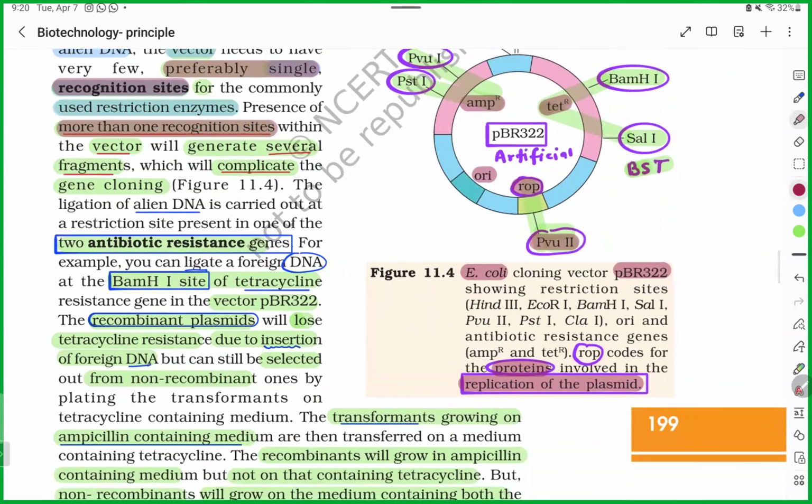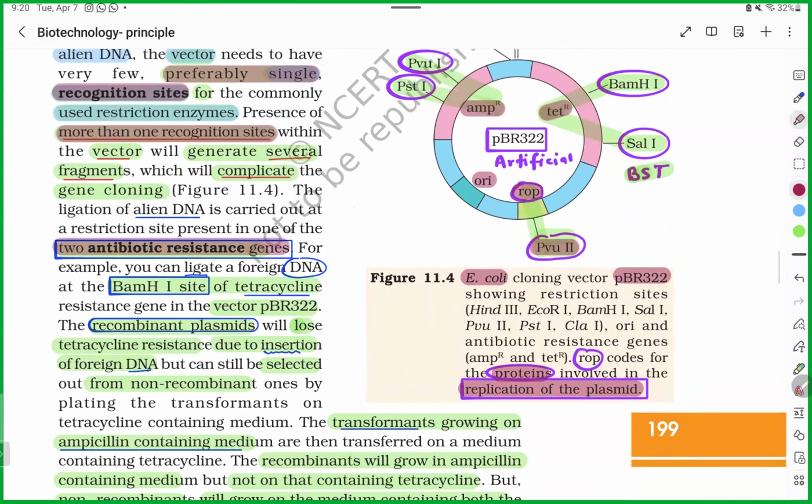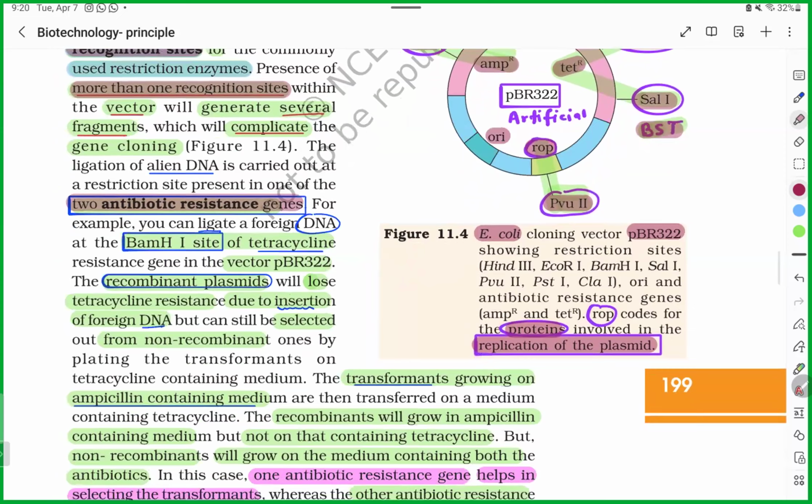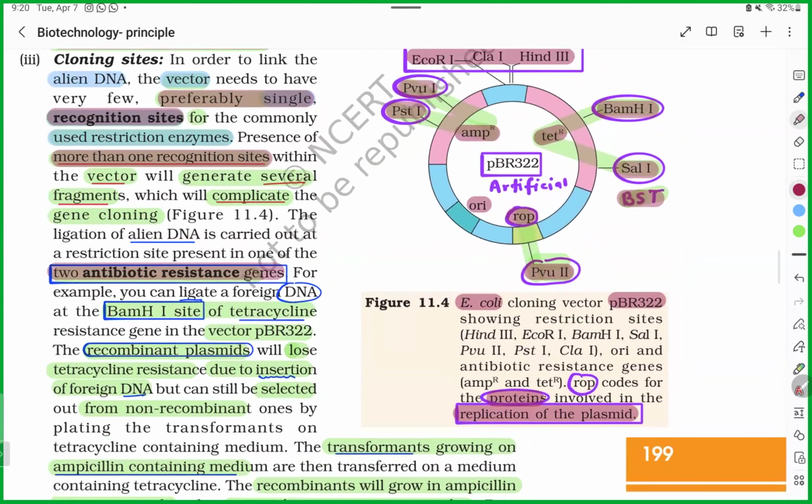Example. If we have two antibiotic resistance genes, tetracycline resistance gene and ampicillin. For tetracycline, we have the BamHI site and SalI. Remember: B, BamHI, S, SalI and T, tetracycline. Correct. For ampicillin, PstI, PvuI. If we add our DNA at the tetracycline site here, what will happen?